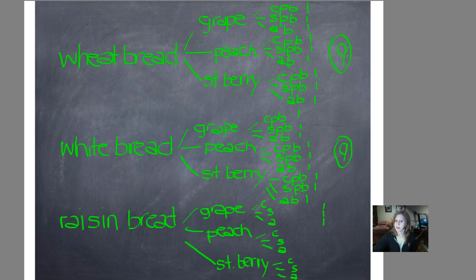Then raisin bread with peach and chunky peanut butter. Raisin bread, peach, and smooth peanut butter. Raisin bread, peach jelly, and almond butter. Our last 3 types are raisin bread, strawberry jelly, and chunky peanut butter. Raisin bread, strawberry jelly, and smooth peanut butter. And raisin bread, strawberry jelly, and almond butter.